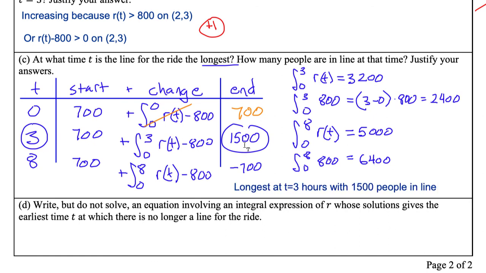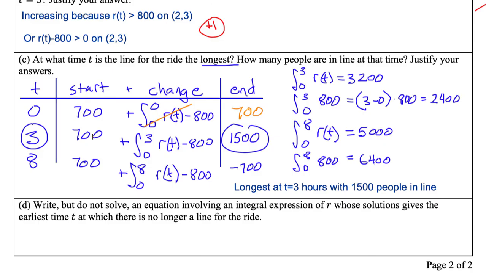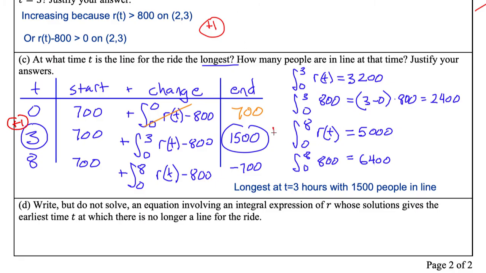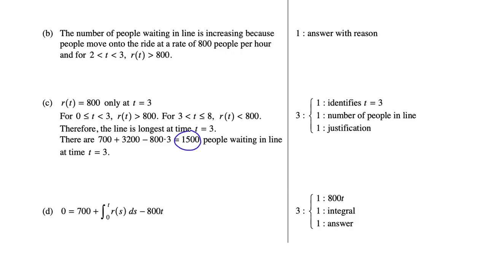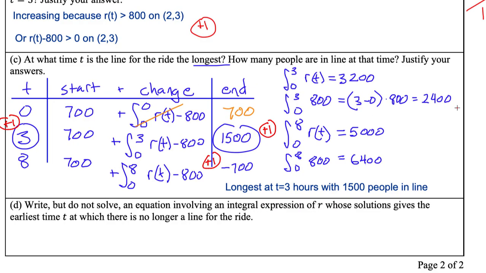Cool. And then scoring ourselves, we've seen the scoring guide because I've jumped back and forth between them. Identify t equals 3. Well, we put that there clearly, plus 1. And then you have the number of people in line. Yep, we did that over there. And justification, our table justifies that. So plus 1 for the table. That is out of 3 points.